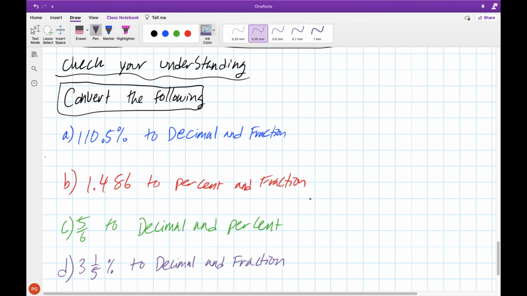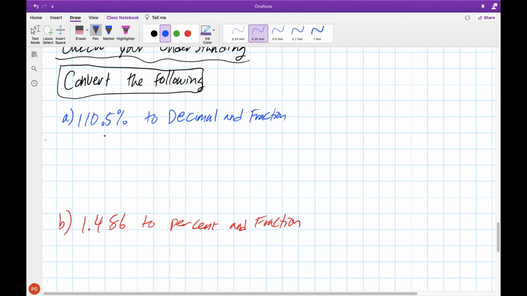All done? All right, let's go over the answers. The first one, we're taking this and converting it into a decimal first. And we know that for a decimal, all we have to do is move the decimal place. In this case, we want to have a smaller number as our decimal. So we're going to move it 2 to the left. So our decimal will be 1.105.